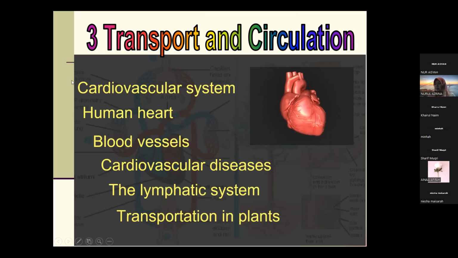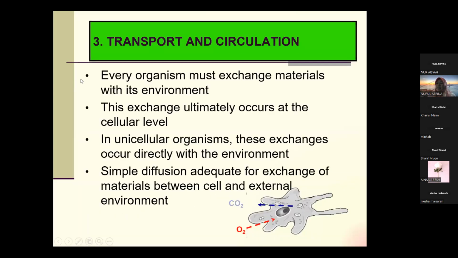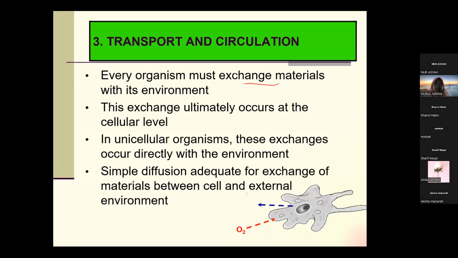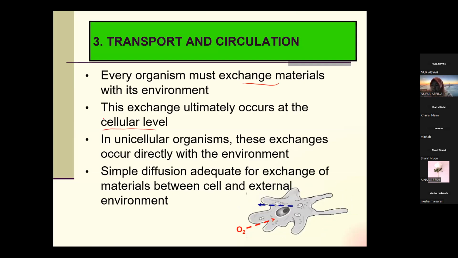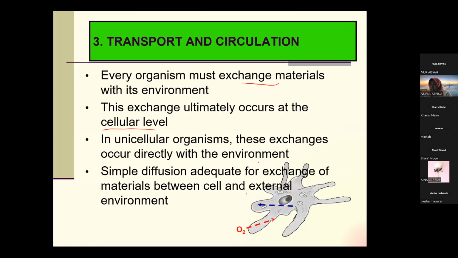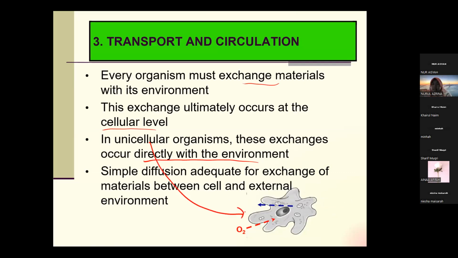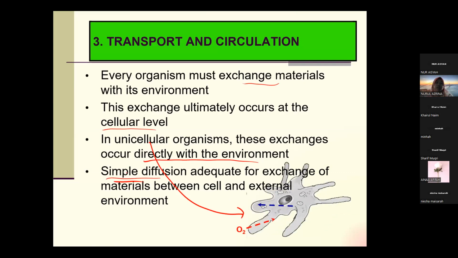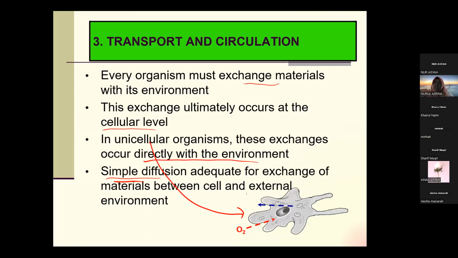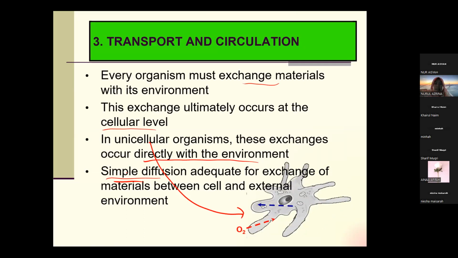Okay, all right, so every organism must exchange material with its environment. This exchange occurs ultimately at cellular level. For unicellular organism, the exchange happens directly with the environment. Unicellular organism is like amoeba, right? So they are very simple organism. So simple diffusion is enough for allowing the gases exchange to take place.